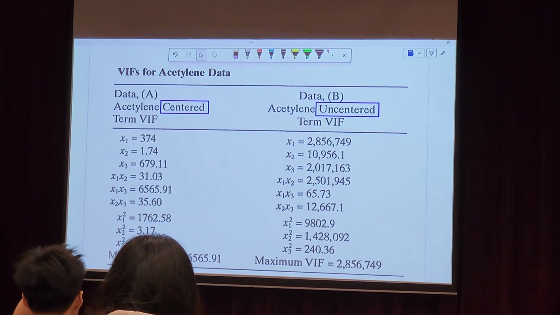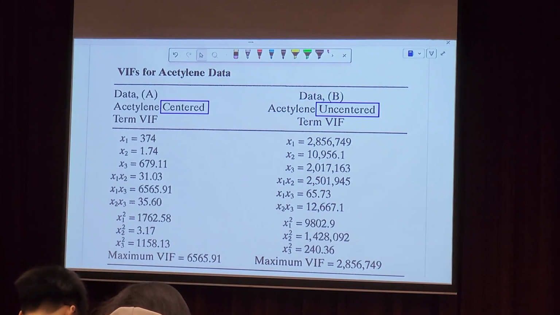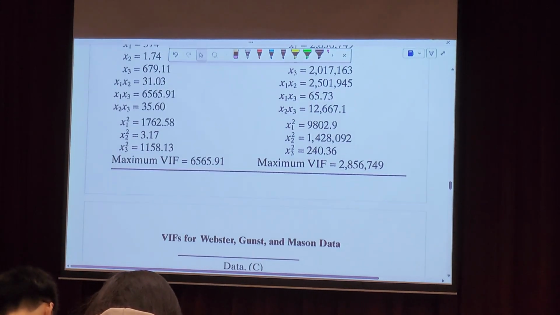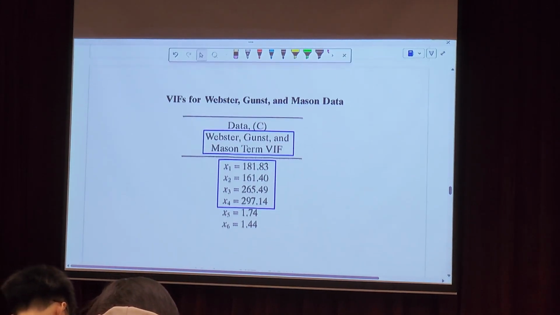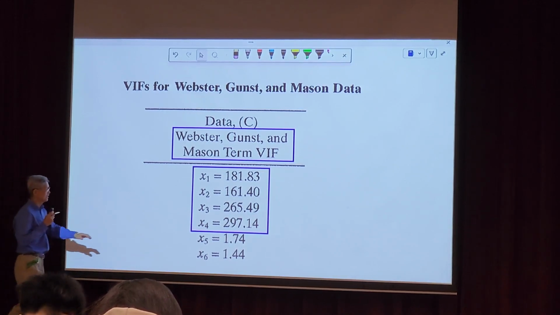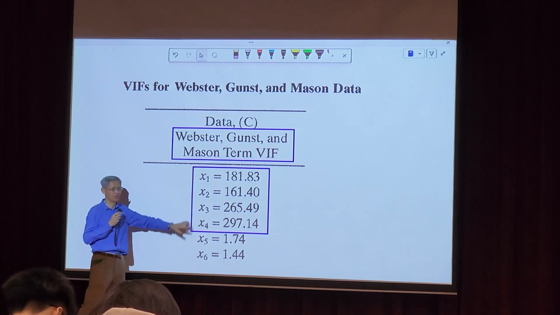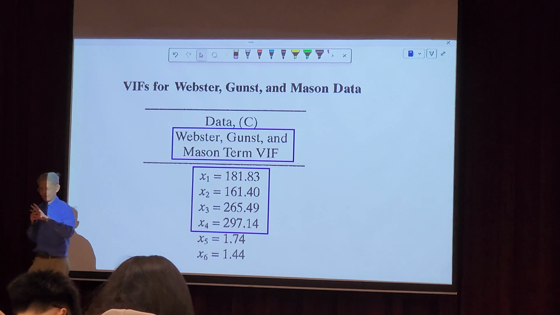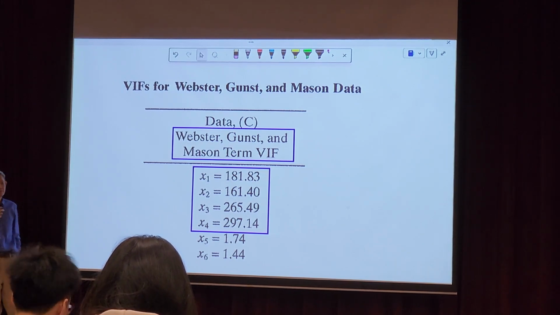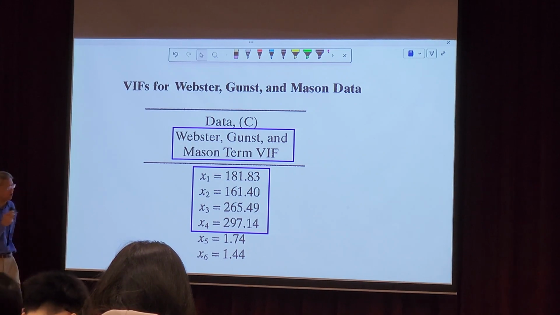How do we deal with it? Well, that will be chapter 9c. That's the most interesting chapter of this module, I think. Now, let's go back to the Webster, Gunst, and Mason data. For this data set, it was artificially generated so that the first four regressor variables are highly dependent. There's a very strong relationship.